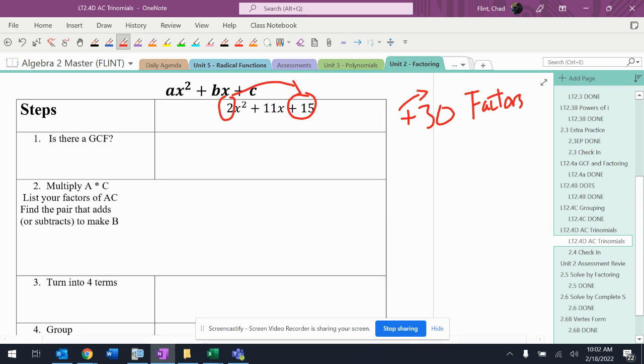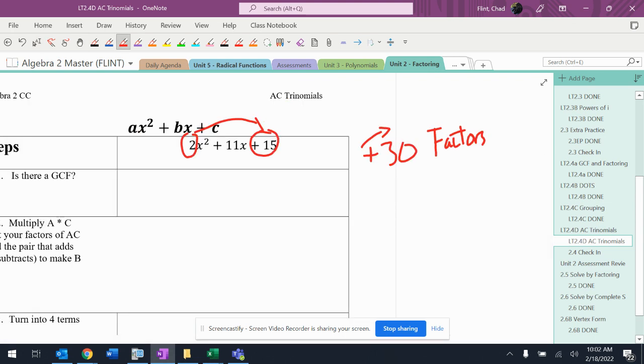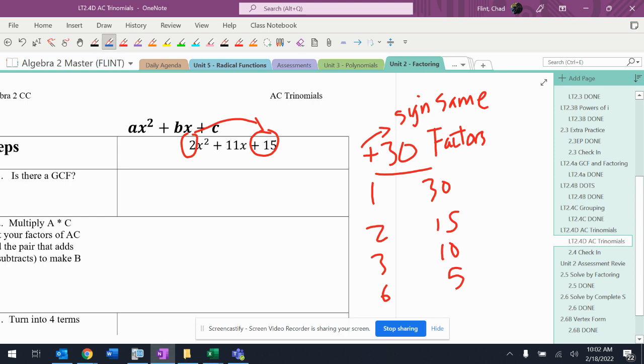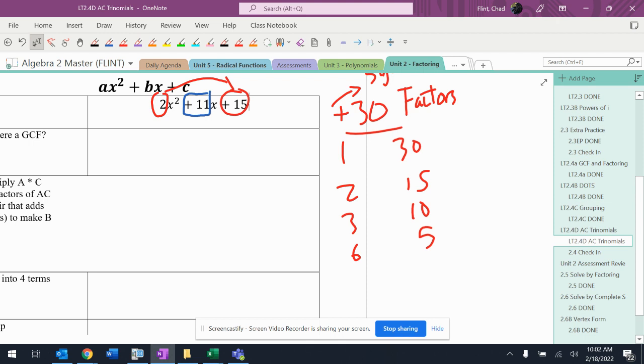The signs are the same. All right, so that all works the same. So signs are the same. Factors of 30. All right, so I'd have 1 and 30, 2 and 15, 3 and 10, 6 and 5. They still need to add up to this middle number here. So that's the same. So the only difference right now is that I use the 30 instead of the 15. So I have to multiply the A number and the C number together.